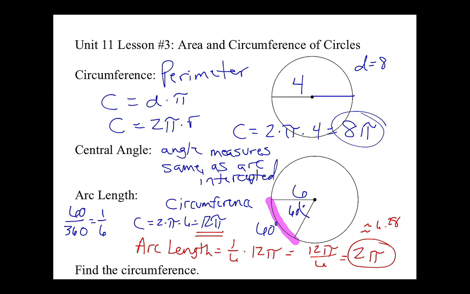To find the arc length, we find the fraction of the circle that we have. So let me write that. We have the fraction of the circle multiplied by the circumference. And that's how we're going to find the arc length of any circle.